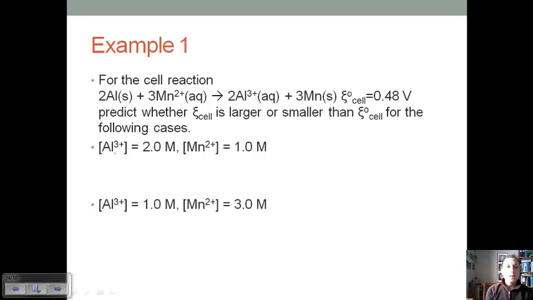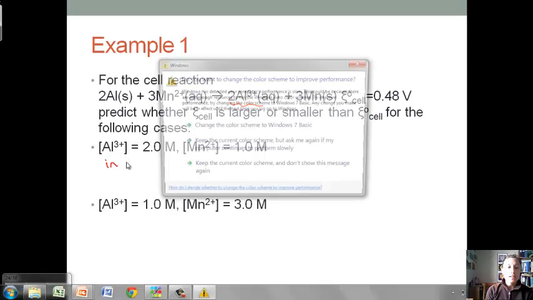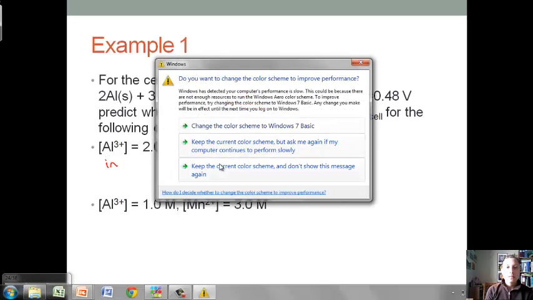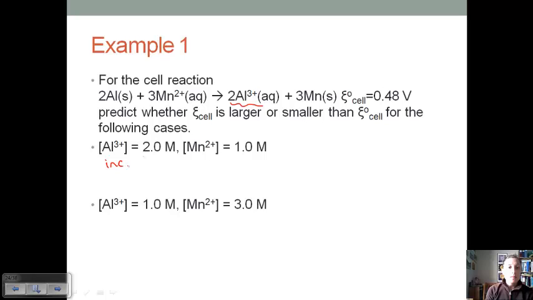So for the first one, we are increasing our aluminum ion. Okay, we're increasing a product, and our manganese ion is 1, and that's our standard. So if we increase the product, we are going to shift equilibrium this direction, so we're going to shift it left, which means it's going to decrease the cell potential. So E of the cell is going to be less than standard cell potential.